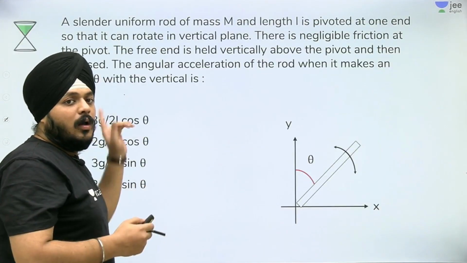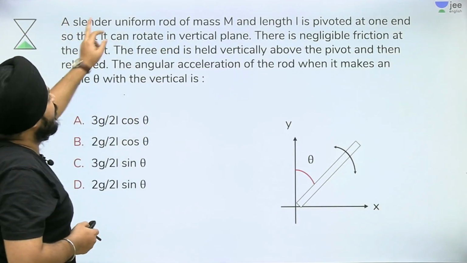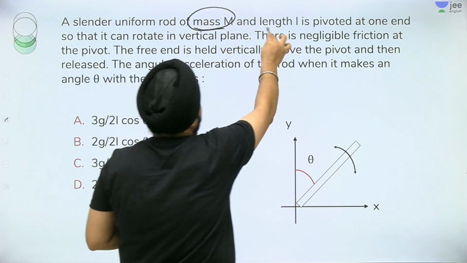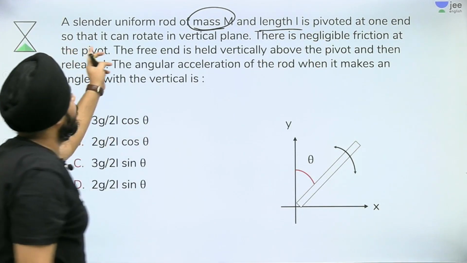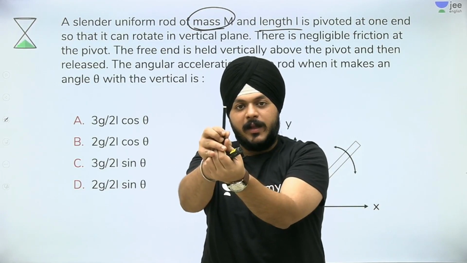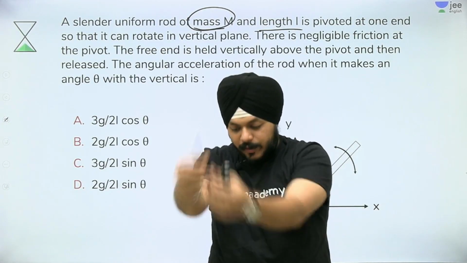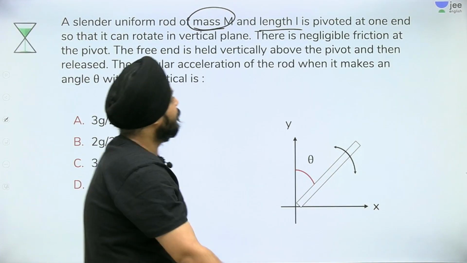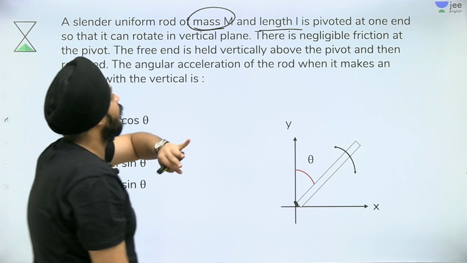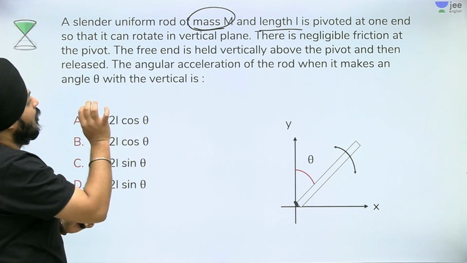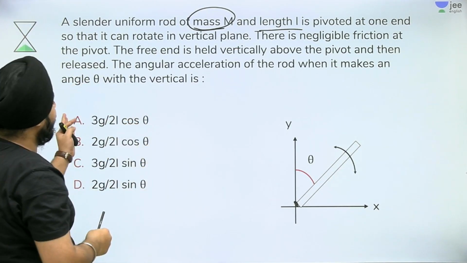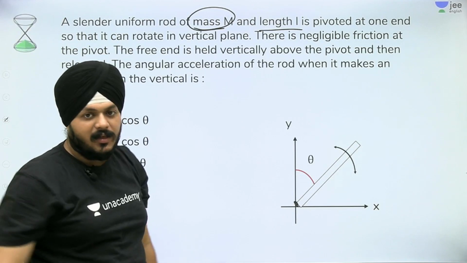Now another question. A slender uniform rod of mass m and length L is pivoted at one end, so it can rotate in the vertical plane. There is negligible friction at this pivoted point. We have to find the angular acceleration of the rod when it makes angle theta with respect to the vertical, right?